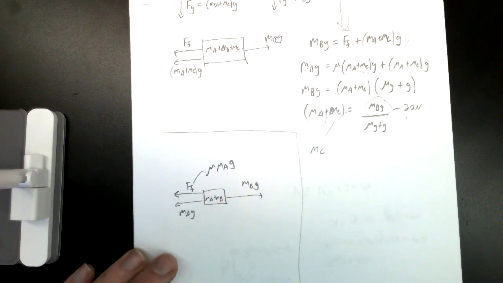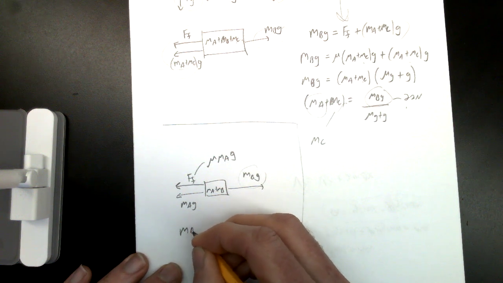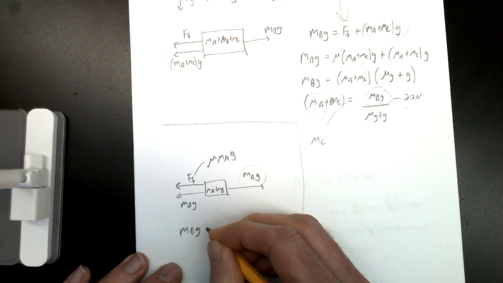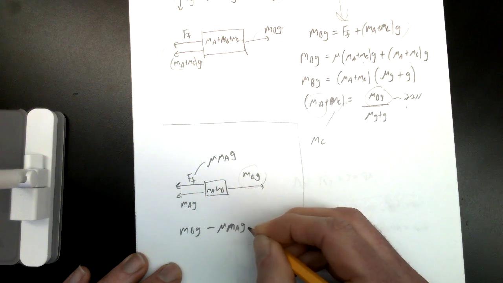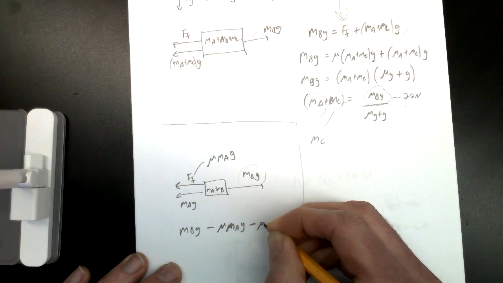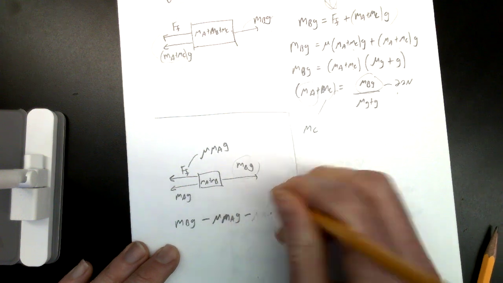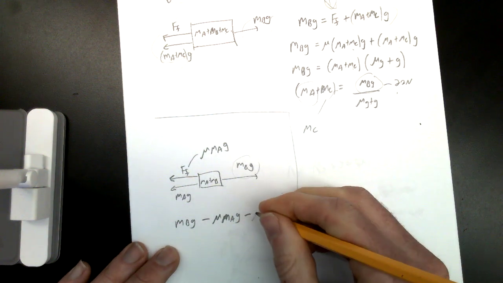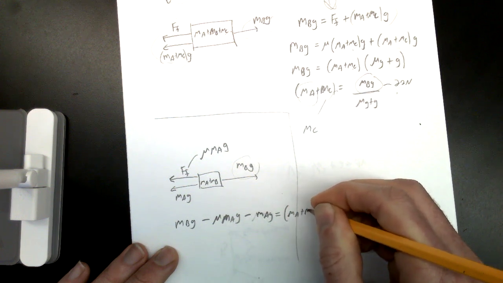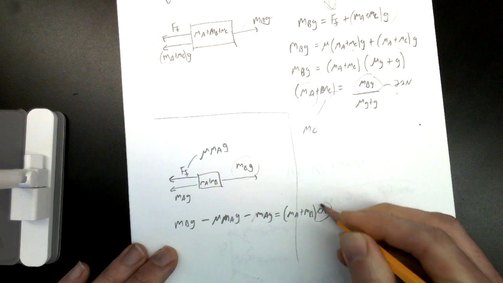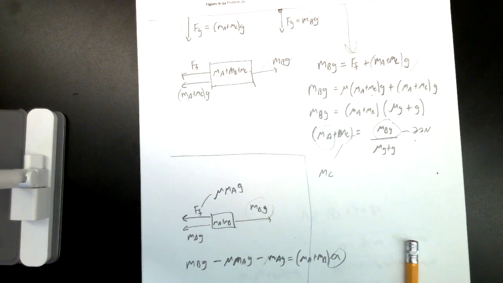And then I can just set up my net force equation, maybe choosing this as positive again: mBg minus mu mAg, and this is going to equal (mA plus mB) times your acceleration. Then you can find the acceleration because all those are given as numbers. Okay, so there we have number 29.